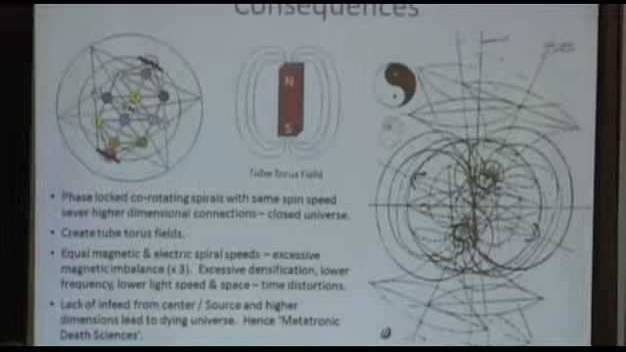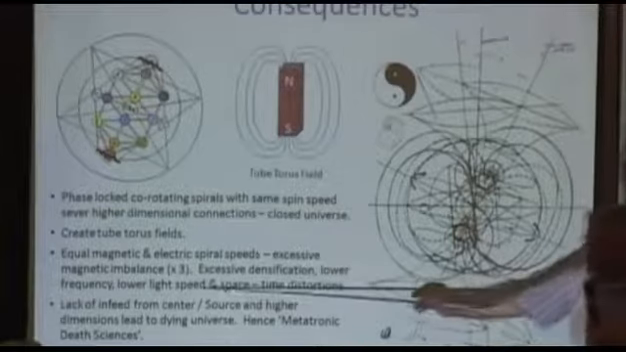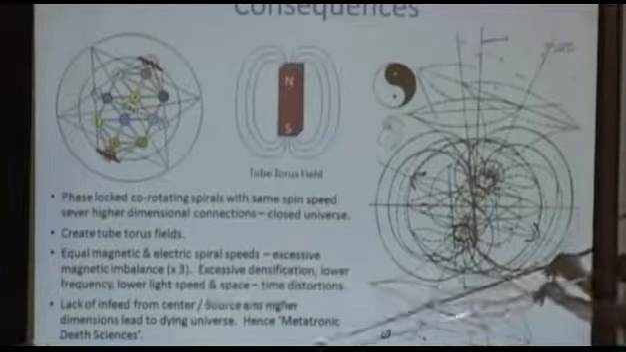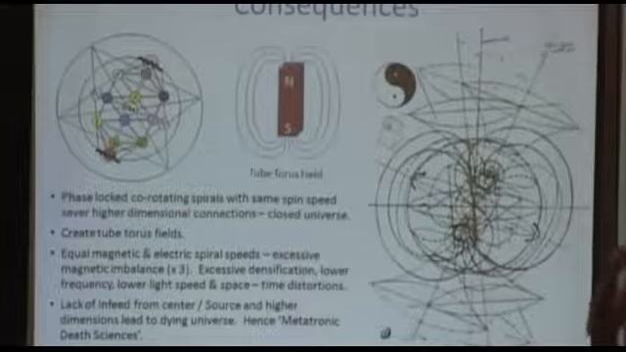So you can have the whole universe excessively densified and having the speed of light slow down by a factor of 3. But within that, you can have further distortions where it's locally speeded up.